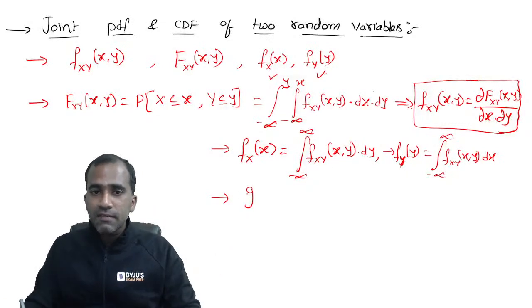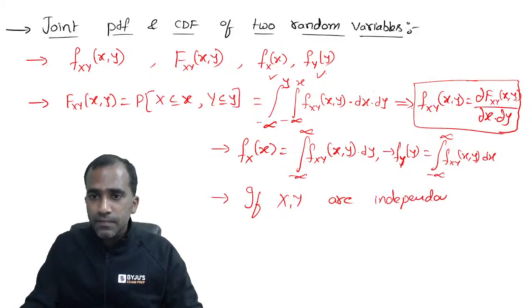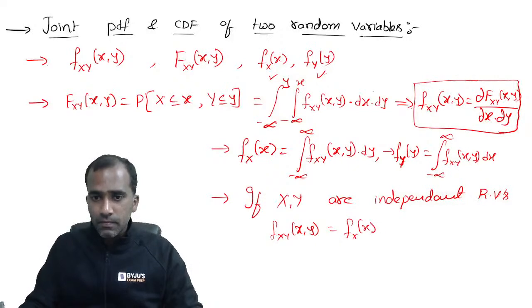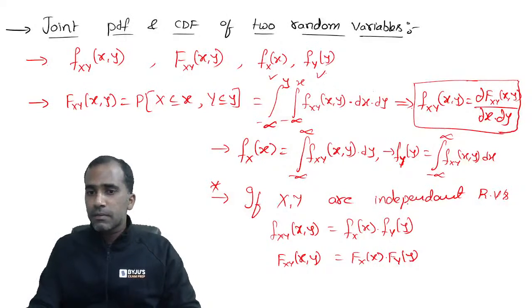But only one special case is there where you can construct that. If x and y are independent, that is when you can do that. If x comma y are independent random variables, then fXY of x comma y can be written as fX of x into fY of y, and capital FXY of x comma y also can be written as capital FX of x into capital FY of y. One important scenario for us is always the independent relation between random variables. Things will become easy when the relation between random variables is independent.